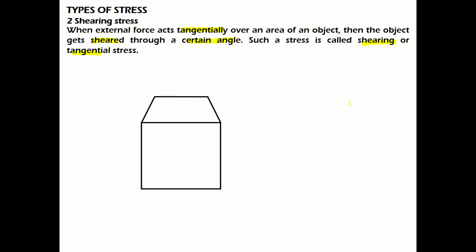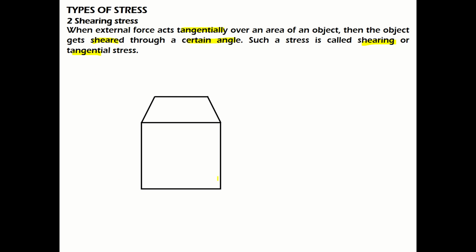And the second type of stress is the shearing stress. When external force acts tangentially on an area of an object, then the object will get sheared through a certain angle. Such a stress is called shearing or tangential stress. Shearing and tangential are both the same. Let us see it pictorially.